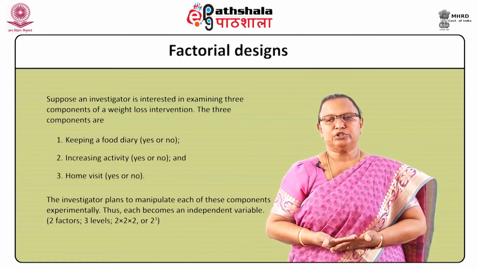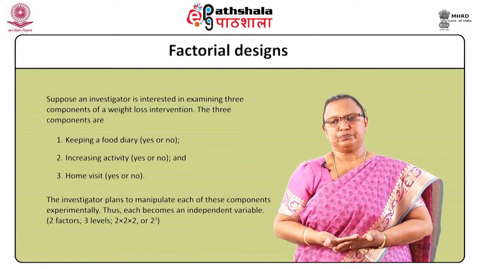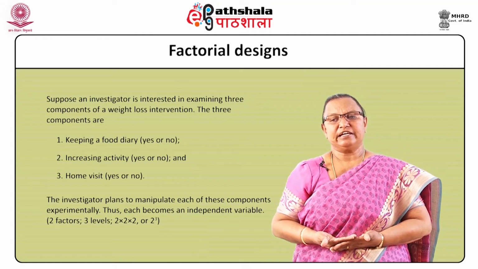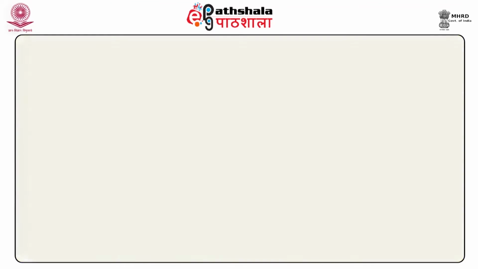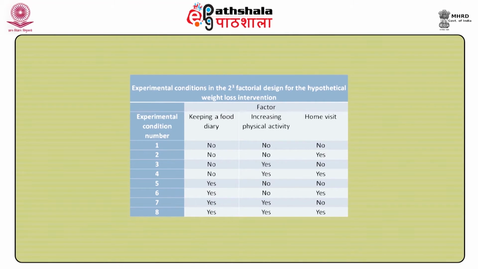You have 2 into 2 into 2, that is 3 factors at 2 levels, or 2 to the power of 3. Have a look at this table. It gives you a very clear picture of how we are designing the experiment. The experimental conditions are 8 in number, 1, 2, 3 up to 8. The three factors are keeping a food diary, increasing physical activity, and home visits.